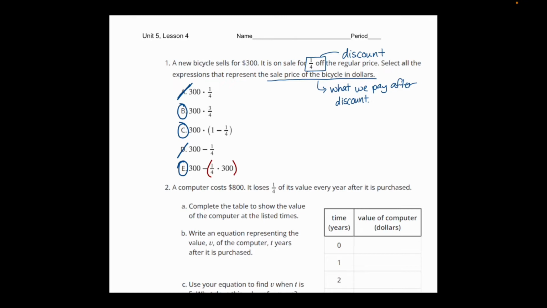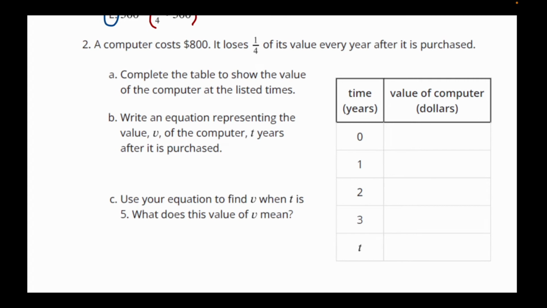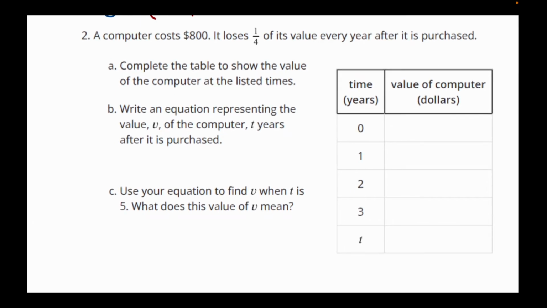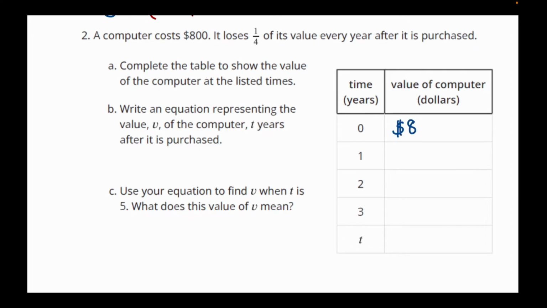Let's look at question 2. So we have a computer that costs $800 and it loses 1/4 of its value every year after it's purchased. Because technology gets old, and so newer things come out, better things come out, advances are made in how fast we can make computers go, so it's going to lose value. It's not going to be worth as much money. We're going to complete this table on the right to show the value of the computer at the listed times. So when it is year 0, or time in years is 0, that's the original price, that's our initial value. So this is still going to be $800. That's what we're going to pay right away for it.